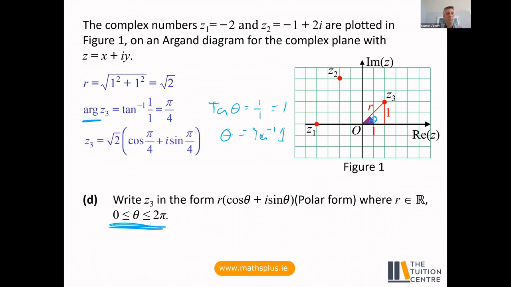And so here's my answer. It's in the form of r cos theta plus i sine of theta. It's root 2 times cos pi over 4 plus i sine pi over 4. That's it for 10 marks. And so that was a nice little easy 10 marks at the end to get. Okay, that's the end of question 2. Let's get on to question 3.